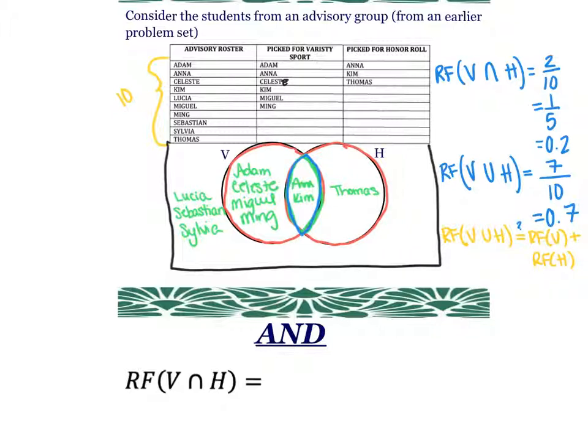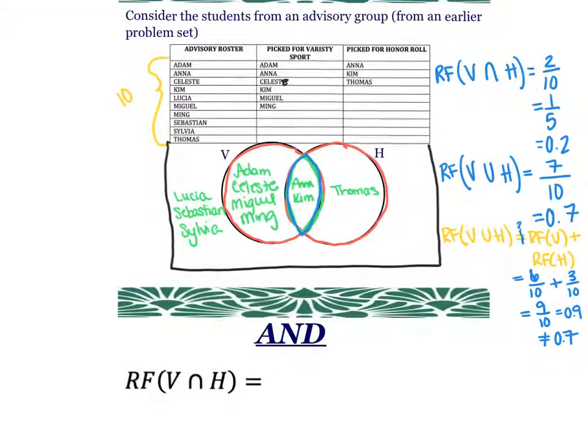Well, let's calculate it, because I know that the relative frequency of varsity or honor roll is 7/10. So if I calculate the relative frequency that someone's picked for a varsity sport, that is 6 out of the 10 students in this advisory group. If I calculate the relative frequency that someone's on honor roll, that is 3 out of the 10. When I add these up, I get 9/10, or 0.9, and that is not 0.7. So no, this is not true.